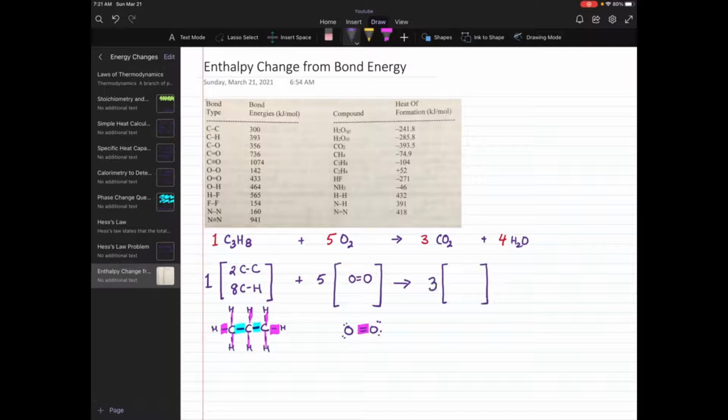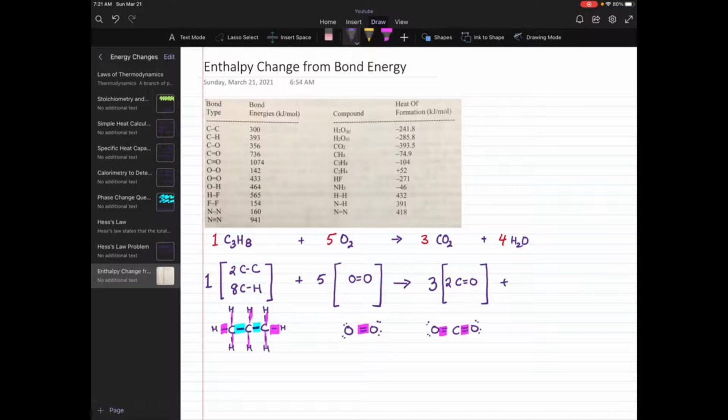And we have 3 of those. So what kind of bonds does carbon dioxide have? Well, carbon, oxygen, and we have that. So we have 2 carbon-oxygen bonds, right? Two double bonds between carbon and oxygen per CO2 molecule. And I can label that here, one there. So we have that. And we have three of these molecules. So I put a 3 outside the brackets.